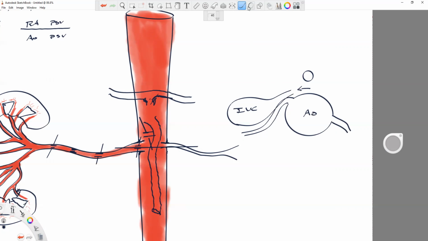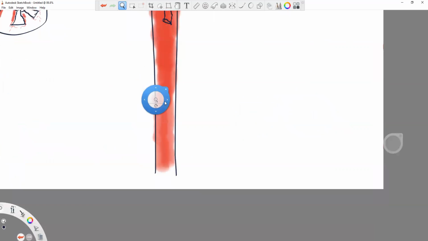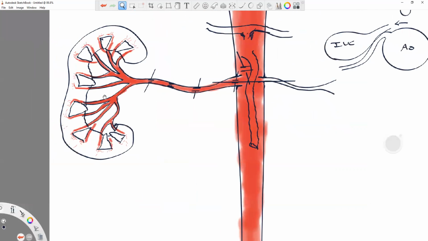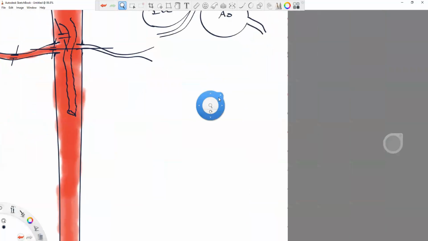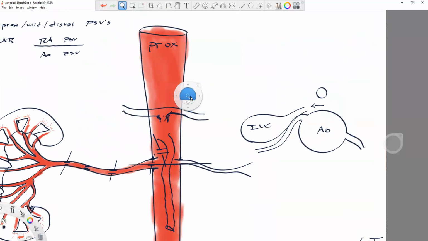Let's make sure we understand. We've had some problems. That's proximal aorta. Distal aorta. Right. Left. Let's just, if you don't mind, I'm just going to go and do a few more.